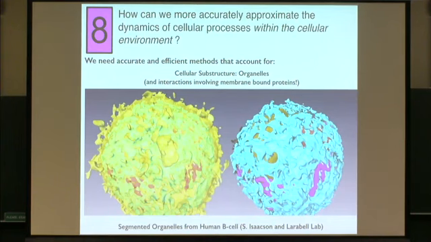So, changing gears a little bit, one question that's very interesting to me is, when we're thinking about cellular processes and how they work, what is the role of the cellular environment? How does the cellular environment come into play?